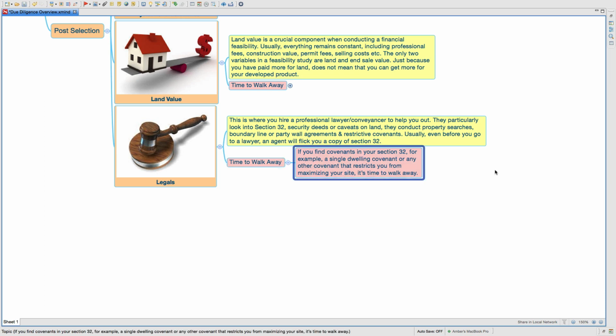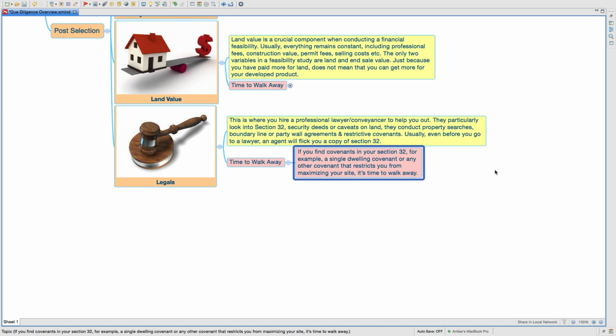Time to walk away if you find covenants on your site, in your Section 32 or disclosure statement, for example, a single dwelling covenant, very common on big blocks of land. A lot of people think, oh, I'll buy this big block of land and build 10 townhouses. Apparently, it turns out you can only build 2, and then you are stuck with it because it doesn't stack up. So you make sure that you find out all these restrictive covenants that you have on the property.